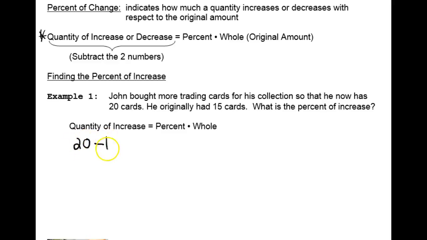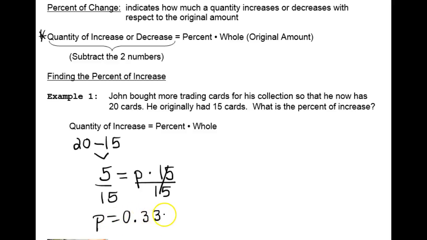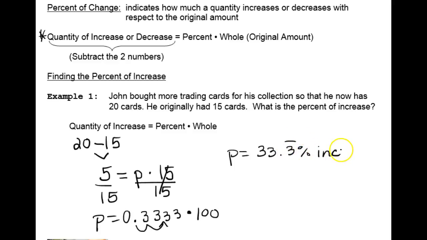So we first want to figure out, well, how much has his card collection gone up? If he has 20 cards now, and he started with 15, that means that the quantity of increase would be 5 cards. So our equation is going to be 5 equals percent, which we don't know, times the whole, or the original amount. Remember, he originally started with 15 cards. So to get this percent of increase, I'm going to divide both sides by 15 to get P by itself. So 5 divided by 15 is 0.3 repeating. But that's a decimal right now. And remember, to change a decimal to a percent, you multiply by 100, or you can move the decimal two place values, tenths, hundredths. So the percent of increase would be a 33.3 repeating percent increase.